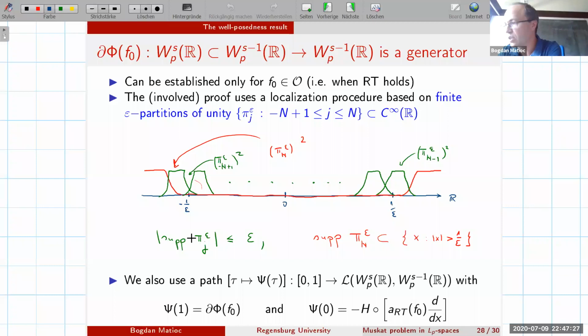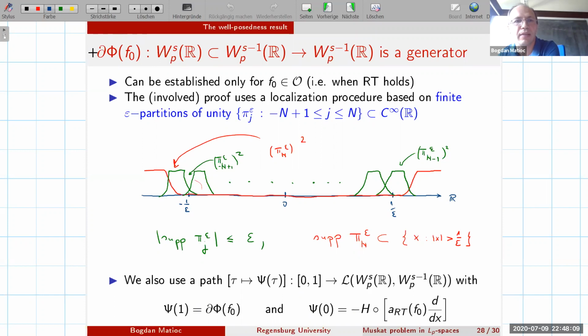Okay, and then the last thing to check is that the Fréchet derivative of phi at f0 is the generator of an analytic semigroup, in the bounded operators on W^{s-1}_p, for each f naught in O that is such that the Rayleigh-Taylor condition holds. And here is where the Rayleigh-Taylor condition is crucial. The proof is quite involved, and it is based on a localization procedure.